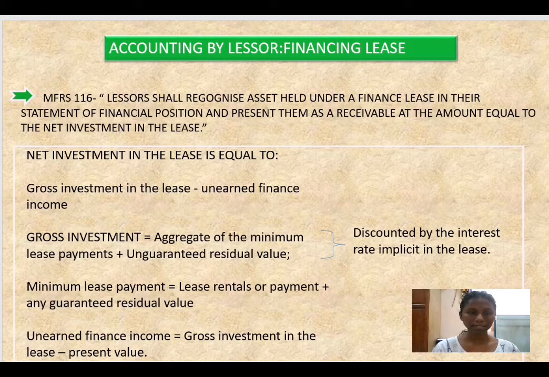To find the minimum lease payment, this is the formula: lease rental or payment plus any guaranteed residual value. To find unearned finance income, this is the formula: unearned finance income equals gross investment in the lease minus its present value.